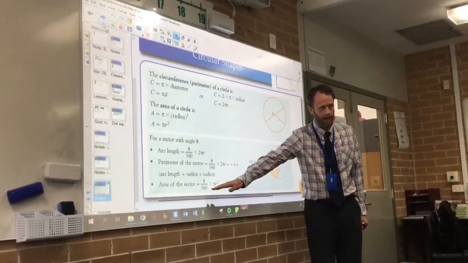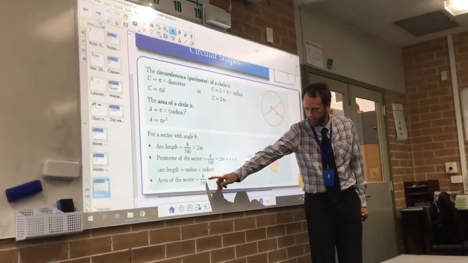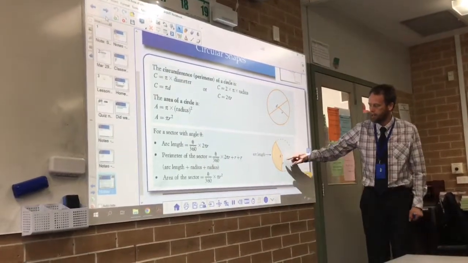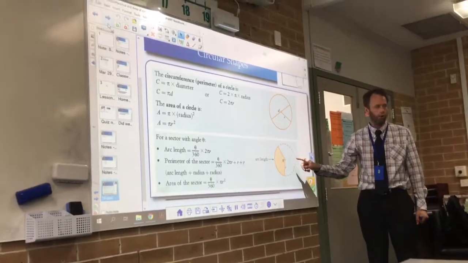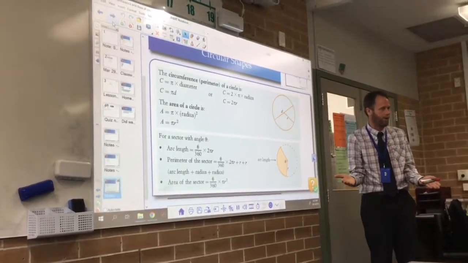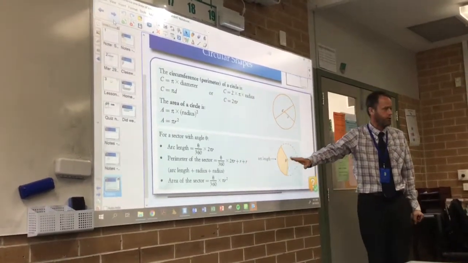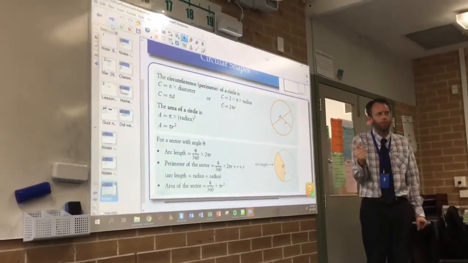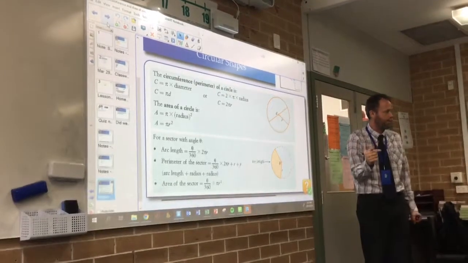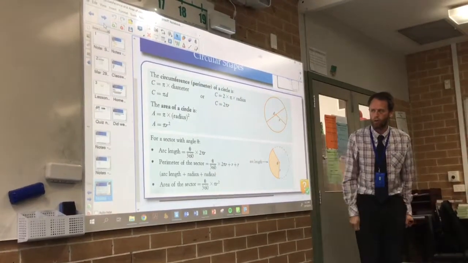Similarly, when it comes to the area, theta again, or the angle, over 360 times the whole thing. So it's like we're finding that fraction. So make sure you're aware of these formulas. It's a slight extension, but sometimes it throws us. So make sure you understand what it's looking for.